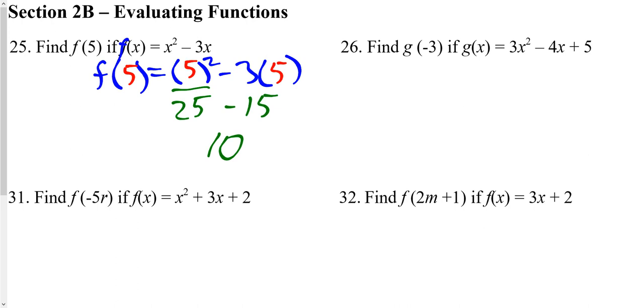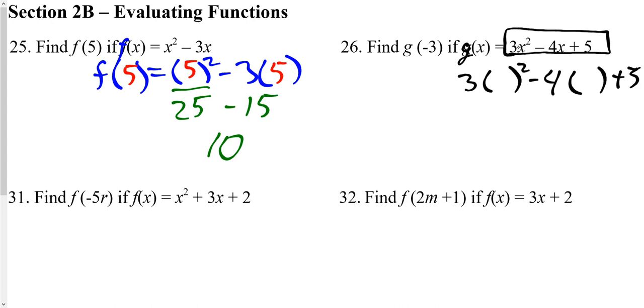When we are looking at function g over here, g says 3 times your input squared minus 4 times your input plus 5. That's what this rule right here is saying, where x is representing your input. And in this case, our input, when we're looking over here, is negative 3. So negative 3 has got to go in for all your inputs.